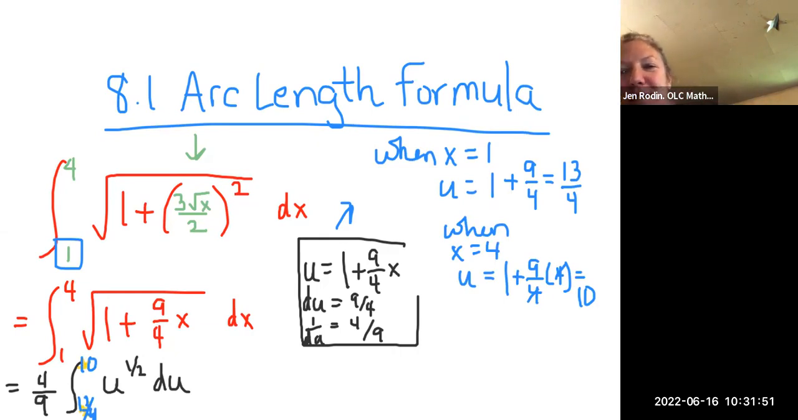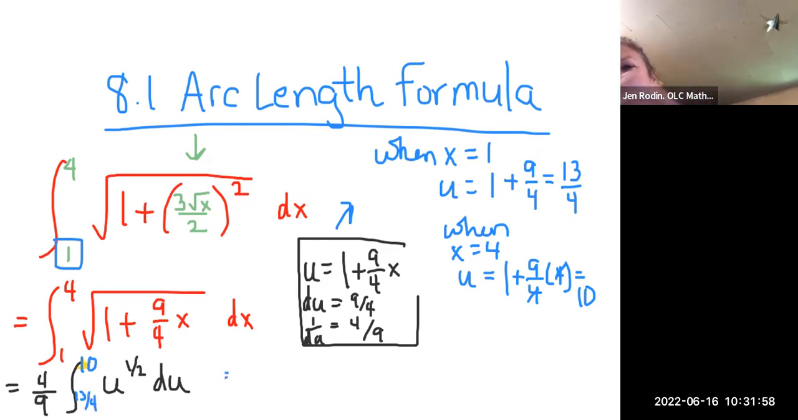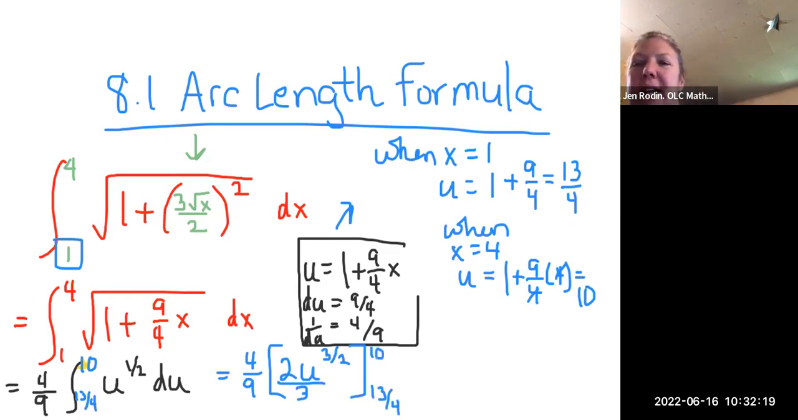That 13/4 is too squished, but it'll do. Okay. So now we're going to have 4/9. Add 1 to the power and divide by that. So it's u to the 3/2, divided by 3/2, which ends up to be that, from 13/4 to 10. And anything divided by an even number, you could change that to a decimal because it'll be an exact decimal. So if anyone wanted to do that, they can.